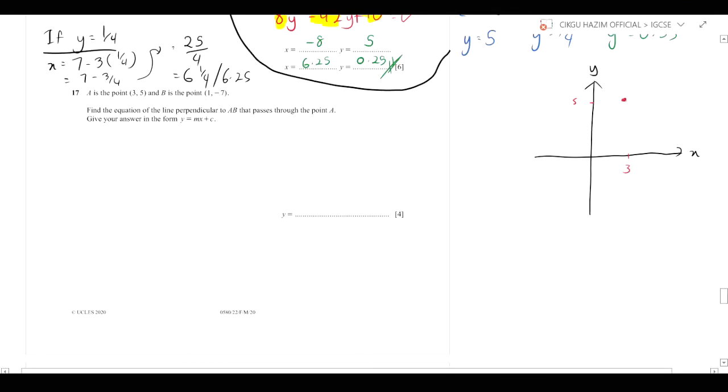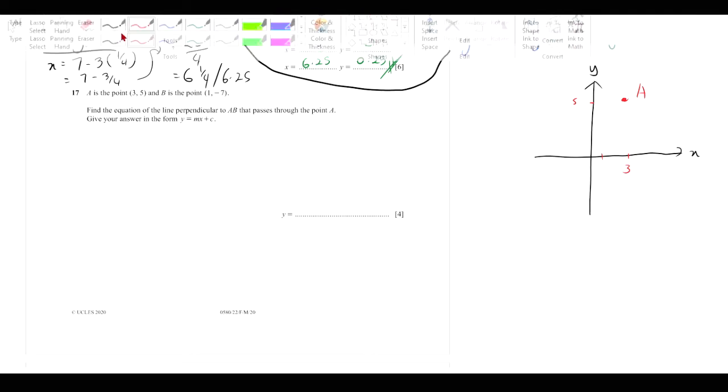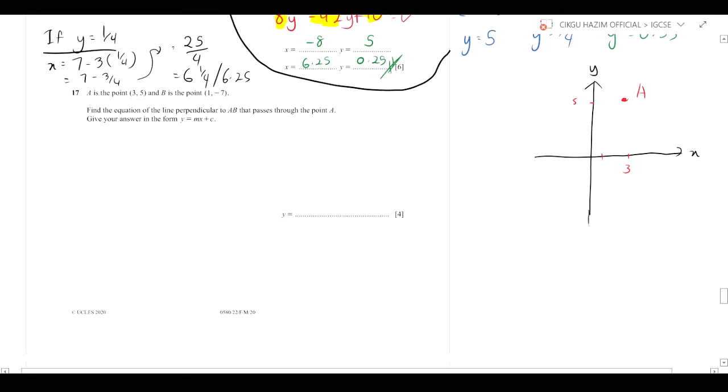You just imagine this is point A. And then 1 and -7. This is 1 and -7 over here. Okay, try to lengthen the scale of the graph here. Just always imagine, so -7 is here. Just imagine, so this is 1 and point B is over here.